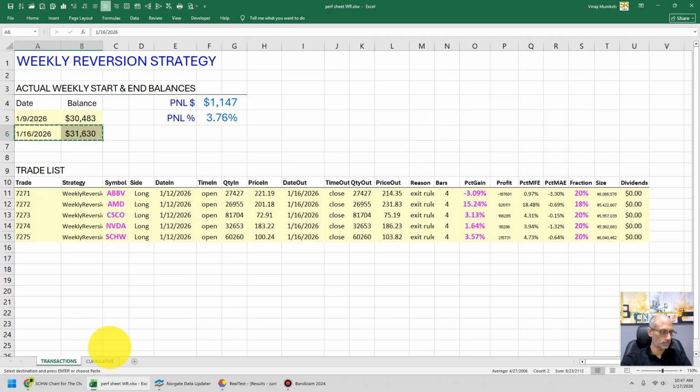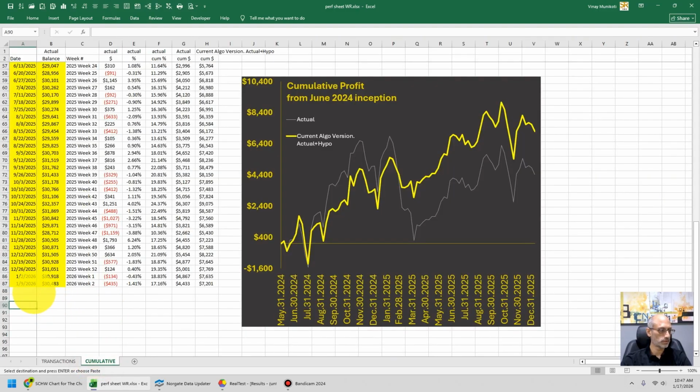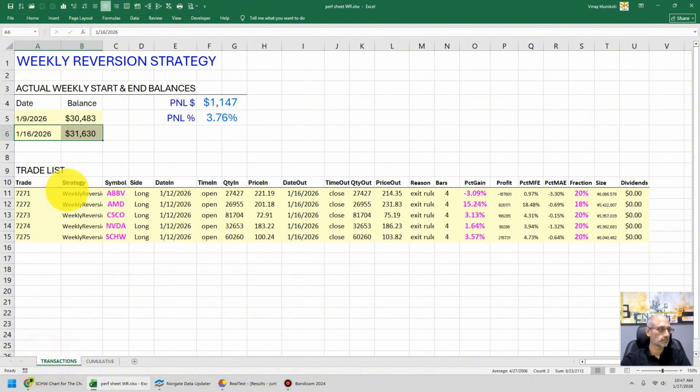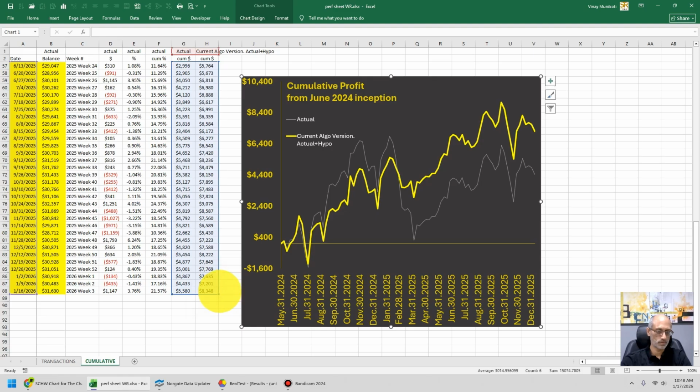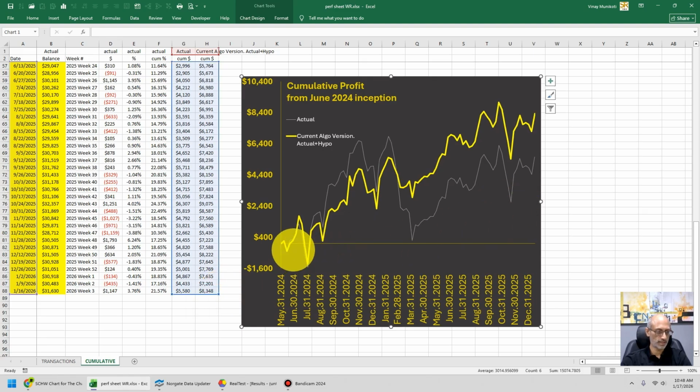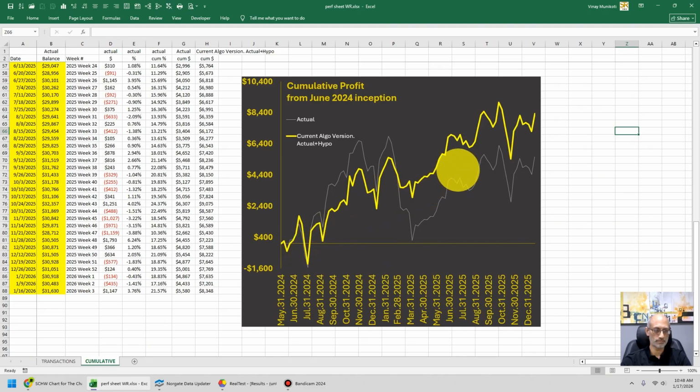And let's now input the current balance into the cumulative tab. And this is how the cumulative equity curve looks of the strategy since going live in June of 2024.